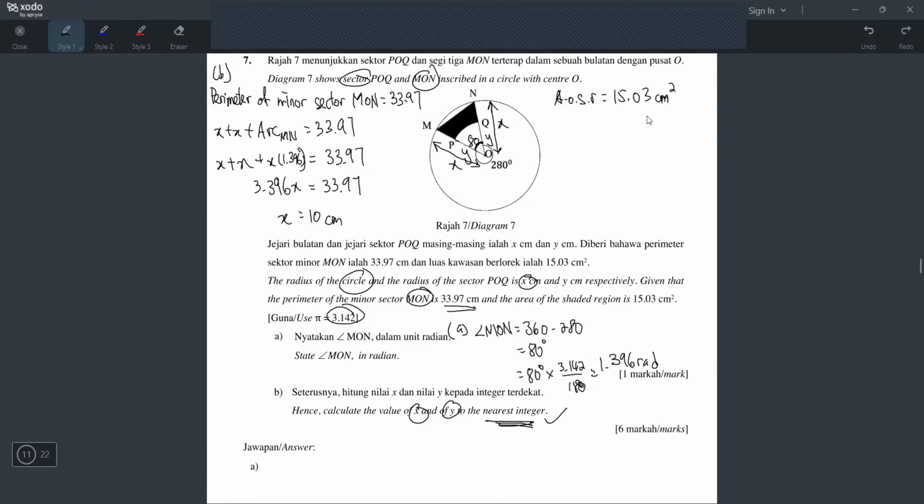Okay, how to get my y? I think I have to use this information lah, the shaded region one. So how do we find the shaded region? I think I have to take the big sector, the big sector minus the small sector, and minus with this.